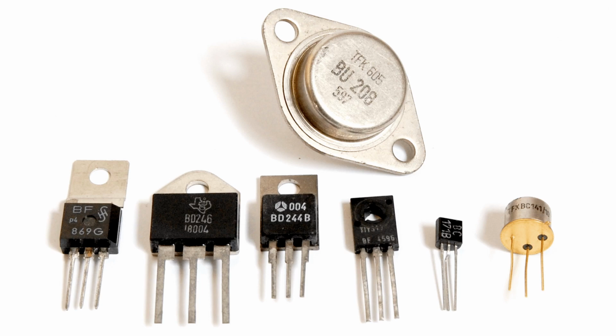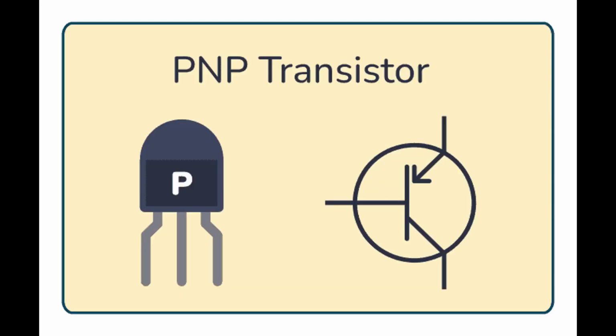Current collection. The primary function of the collector terminal is to collect the majority charge carriers, either electrons in NPN transistors or holes in PNP transistors, that flow through the transistor. These charge carriers move from the emitter to the collector, for NPN, or from the collector to the emitter, for PNP. Output terminal. The collector terminal is considered the output terminal of the transistor.